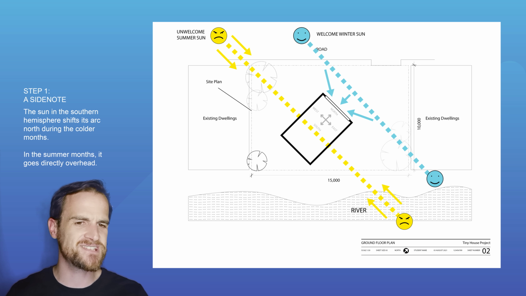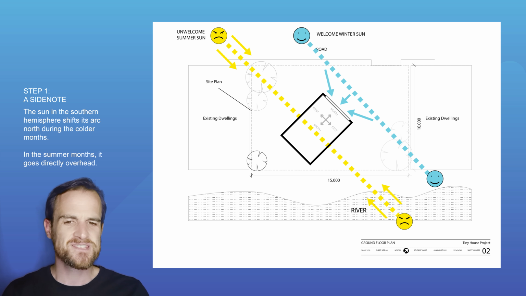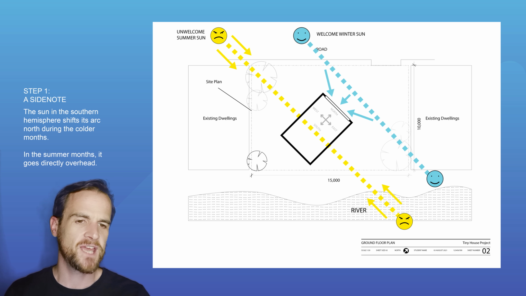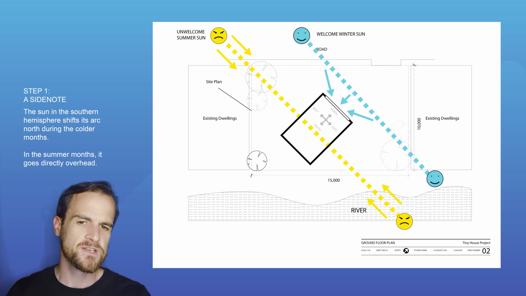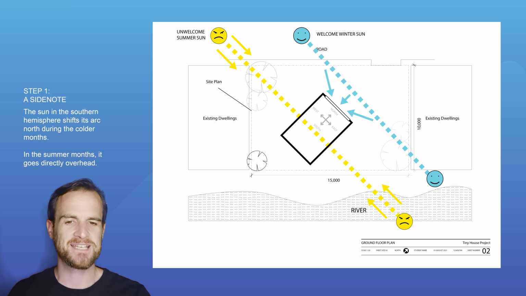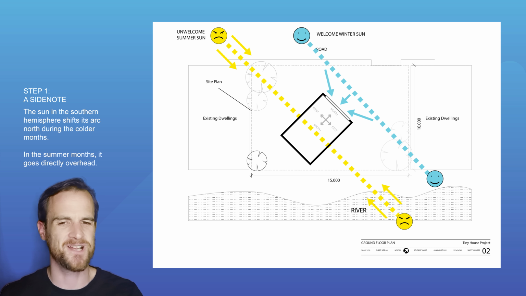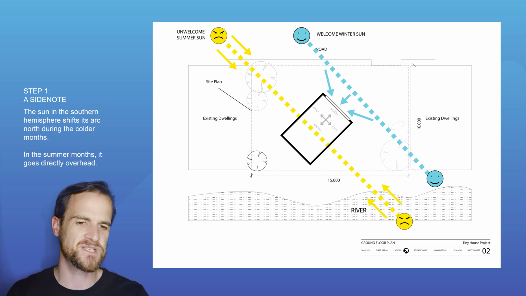Now, the reason in the southern hemisphere that northern aspect is really good is because summer is really hot, of course, and winter can be very cold, particularly in the south of Australia. So if you're looking at the difference between where the sun rises and falls, in the summer it goes right overhead and it's a very, very harsh light.